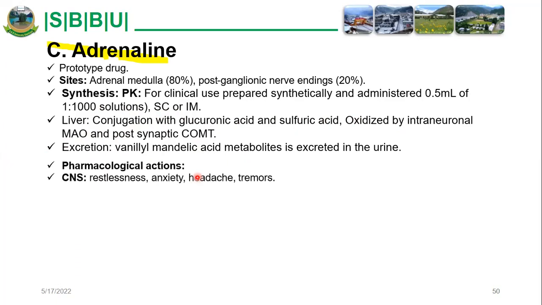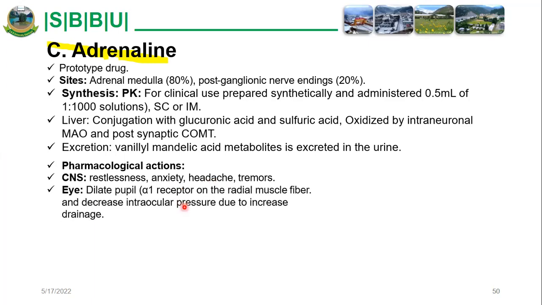Pharmacological actions: CNS, mostly restlessness. It may cause restlessness, anxiety, headaches, and tremors. You know about tremors? It's the shivering, the shaking of your hands. Eye: it dilates the pupil because of alpha-1 receptors on the radial muscle fiber, and decreases intraocular pressure due to increased drainage. That's why it can be used in closed-angle glaucoma.